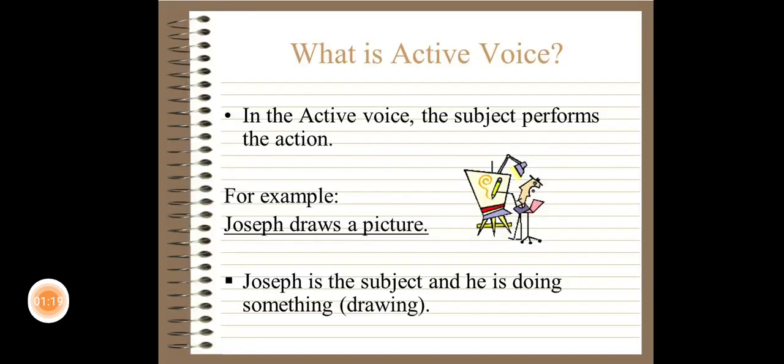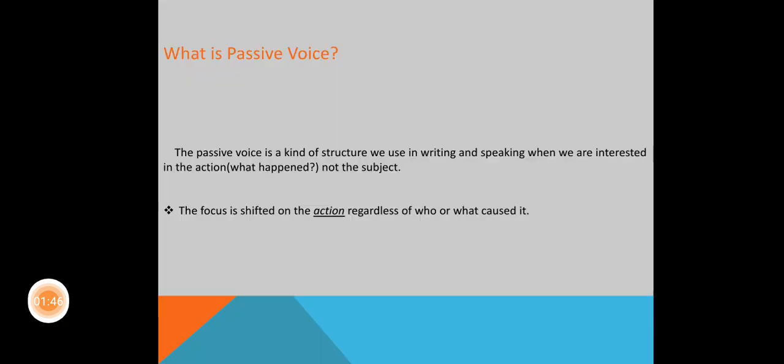So we have what is active. If we know the passive, we should know what is active. In the active voice, the subject who performs the action is mentioned. Joseph draws a picture. Joseph is the subject, the agent who is performing the drawing in the sentence. So this is an active sentence because the subject is well defined, while in the passive, the focus is only on the result of the action, not on who did it, not on the subject.